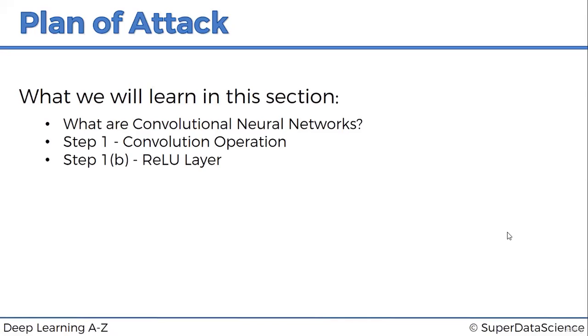Then step one part B, the ReLU layer, which is the rectified linear unit. We will talk about why linearity is not good and how we want more non-linearity in our network for image recognition. Then in step two, pooling, we will understand how pooling works. We will talk specifically about max pooling, and I will also mention a couple of things about mean pooling and sum pooling and other approaches we can take to pooling.